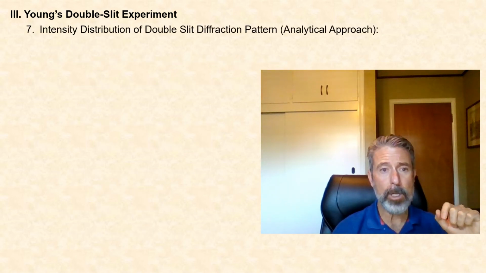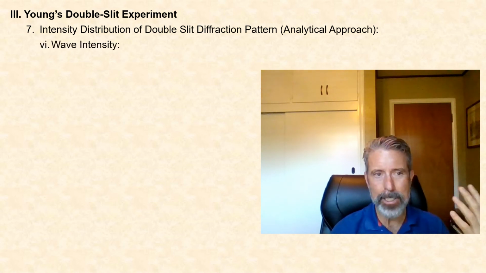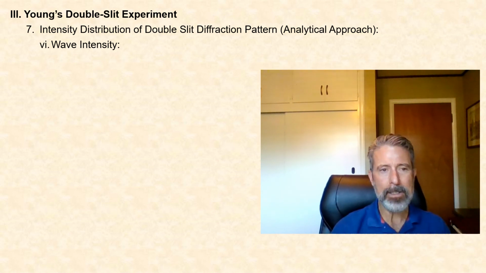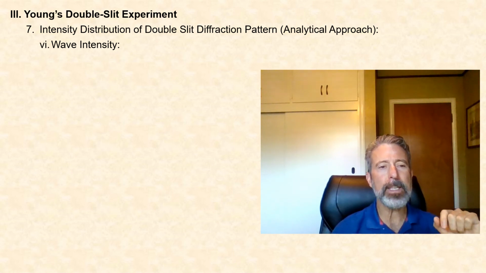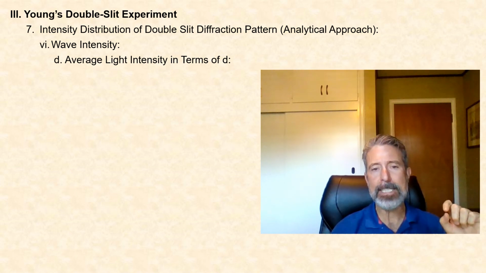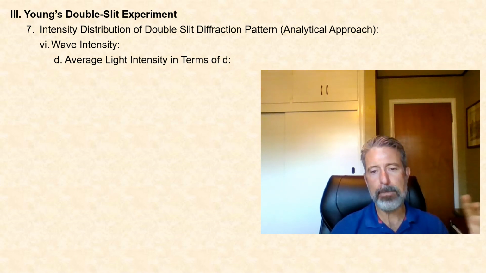So in this slide, we will put forth the finishing touches so that we can see what this intensity distribution looks like for the two slit interference pattern. On our previous slide, we left off with an expression for the average light intensity in terms of the phase difference between the waves emitted from these two slits.